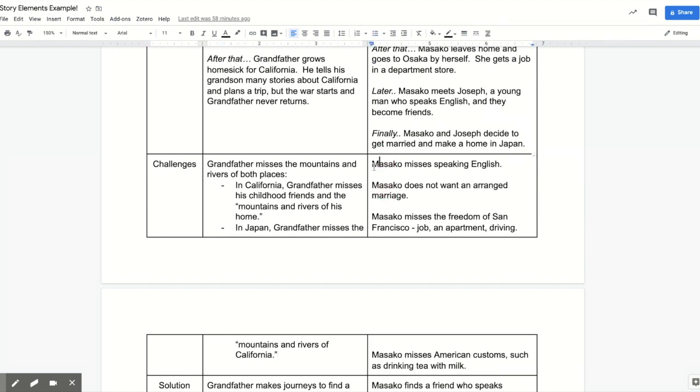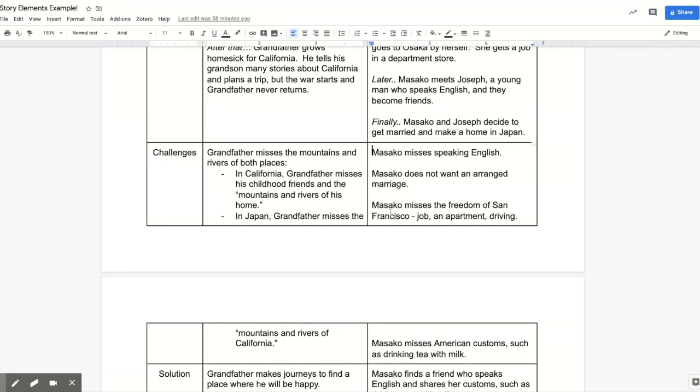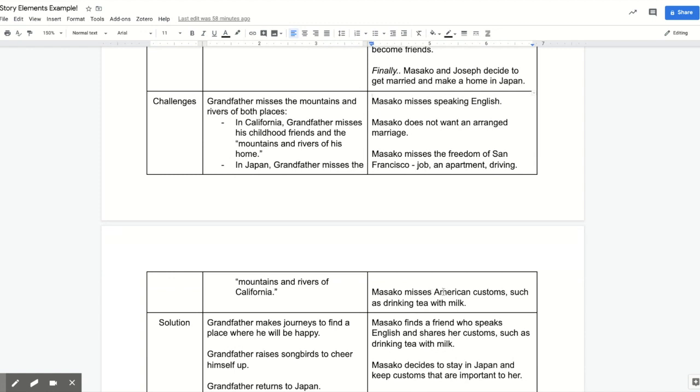All right, in Tea with Milk, Masako misses speaking English. Masako does not want an arranged marriage. And Masako also misses the freedom of San Francisco: a job, an apartment, driving. Masako misses American customs such as drinking tea with milk. So I want you to notice that the last two challenges are challenges in the book overall, right? These first two are more specific, and I noticed that some of you also included some very specific problems she ran into on specific pages.